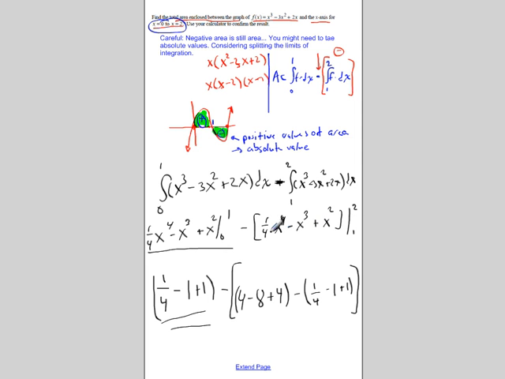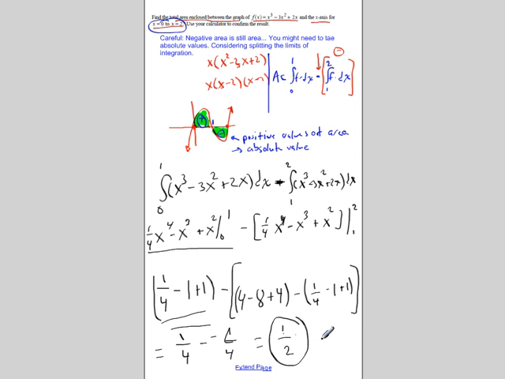If I plug 2 in, 1/4 times 2 to the 4th is 4. Minus 2 cubed is 8, plus 2 squared is 4. And then minus, putting the 1 in, we get 1/4 minus 1 plus 1. Okay, well, this simplifies pretty nicely. It ends up being just 1/4 minus 1/4, which is 1/2. So that's the area of this region that is captured by the function and the x-axis.